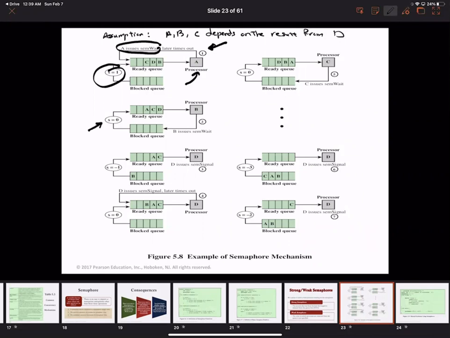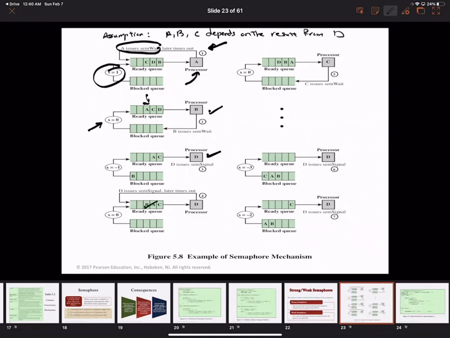Subsequently, A rejoins the ready queue. Then B will be running on the processor, and eventually it will issue a semWait instruction and be blocked, which allows D to run again. When D completes a new result, it issues a semSignal instruction, which allows B to move to the ready queue.